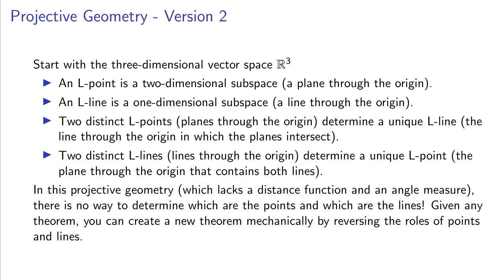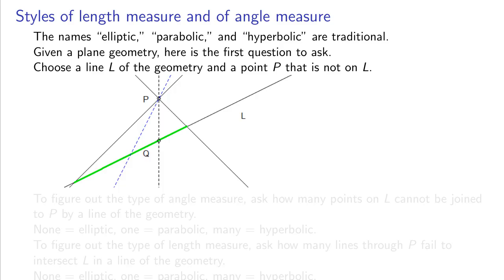A problem with this projective geometry is it doesn't have a distance function and it doesn't have an angle measure function. So we're not going to go into projective geometry in any more detail in this course. I merely want to point out that it's not always obvious from the mathematical description of a geometry which are the points and which are the lines.